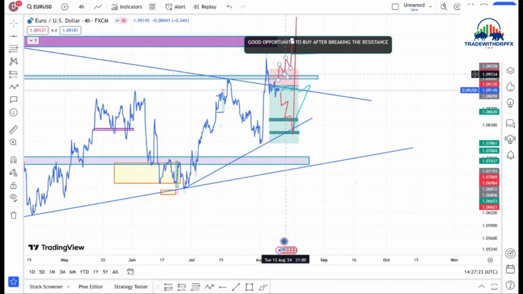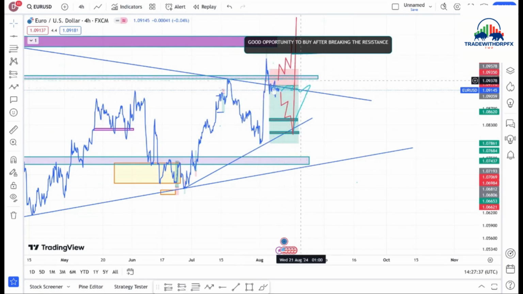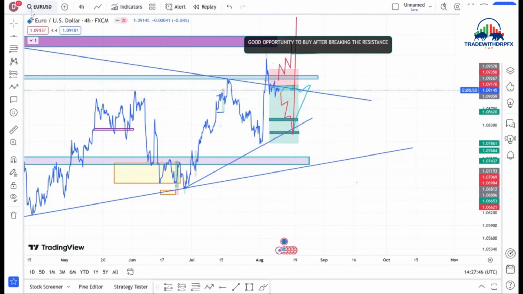If the market breaks above this strong resistance level, we will look for a retest on maybe the 15 minutes or 5 minutes time frame. We'll enter on a good confirmation there. Then we'll let it rally up to the upside, which will give us around maybe 100 pips or so.